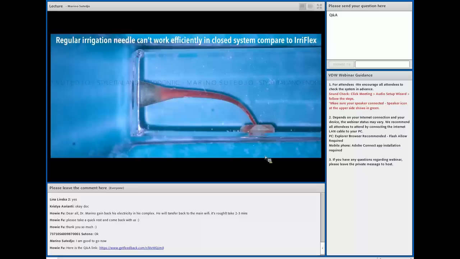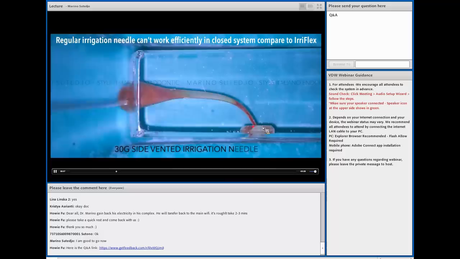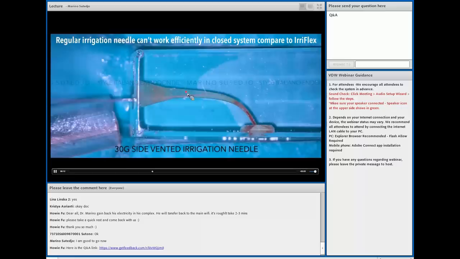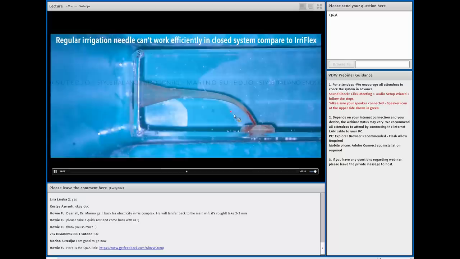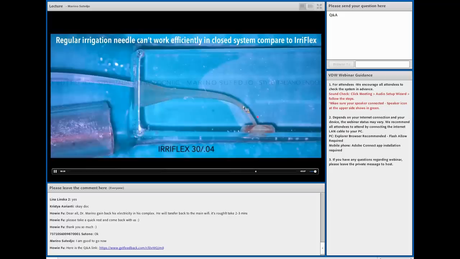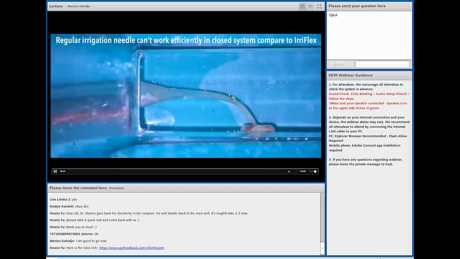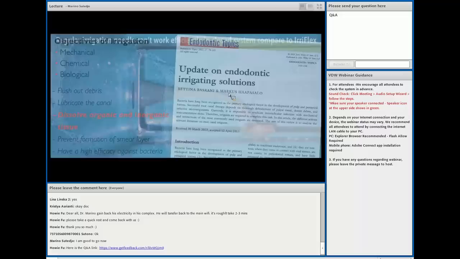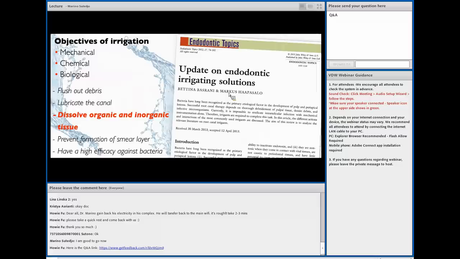This is quite important because, for example, I try to close this block with some composite so it will react as a closed system, and I'm going to use my 30 G irrigation needle made from metal. As you can see, I can hardly reach the apex, and I cannot clean this apical area because it is a closed system. But if I use Iriflex, since it easily reaches the apex, you can see it is easy to remove the debris from the apical area, even though it is still a closed system. That's why it is important for us to understand that the depth and the size of our irrigation needle are also crucial, because they decide the efficiency of our irrigation protocol.